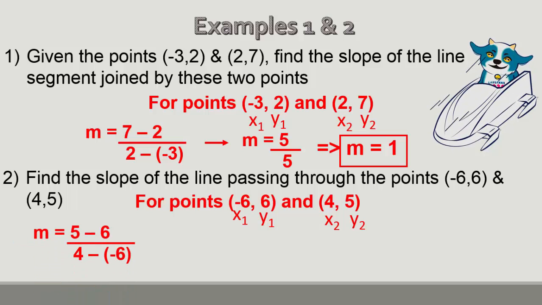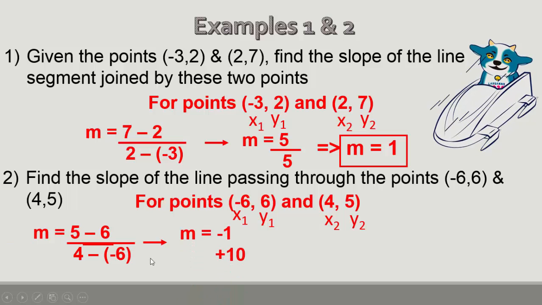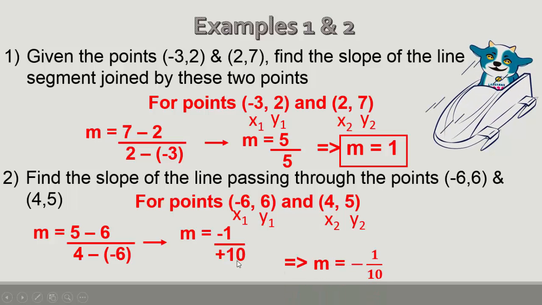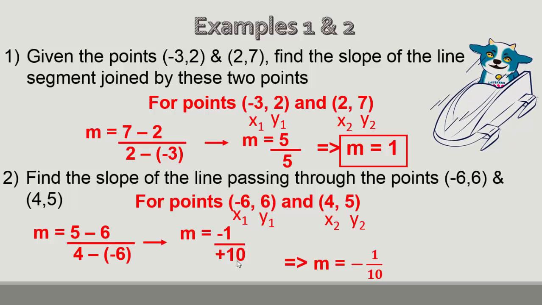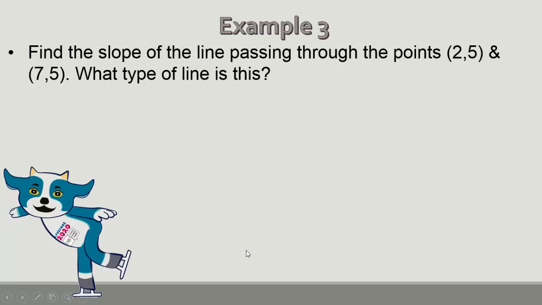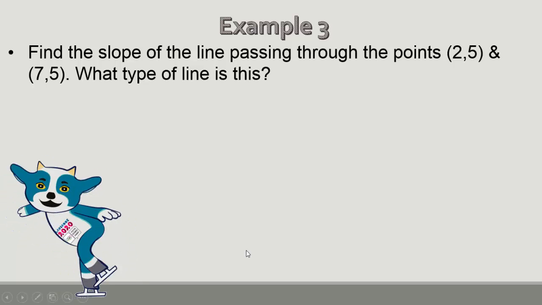And we used the formula and found m is equal to 5 minus 6, and for the denominator is 4 minus -6, which of course will make it positive. And this means that m is equal to -1 over positive 10. And this means that the slope is equal to -1/10.